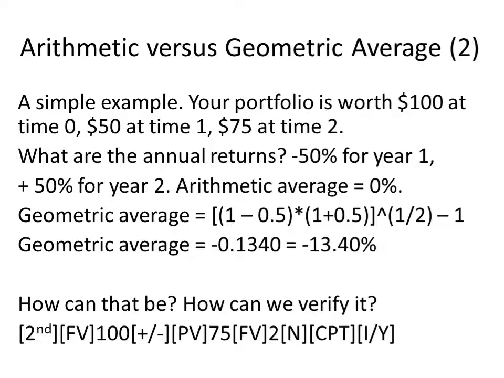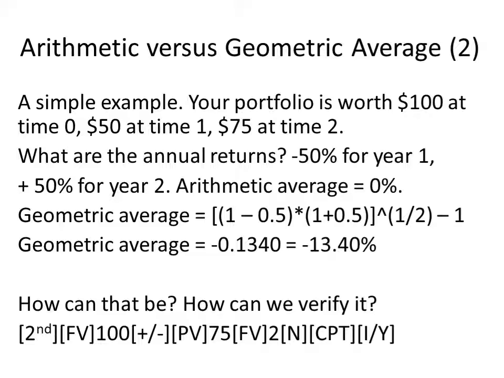Now, at year 2, we go from 50 up to 75. So the return for that year is 75 minus 50 divided by 50. That's a positive 50% return. Now, what is the arithmetic average of the returns for this portfolio? Well, minus 50% plus 50% is 0. And 0 divided by 2 is 0. So the arithmetic average is 0%.